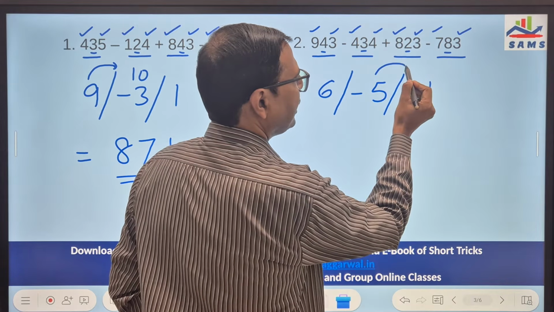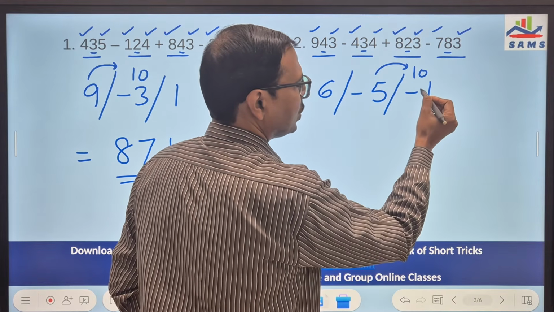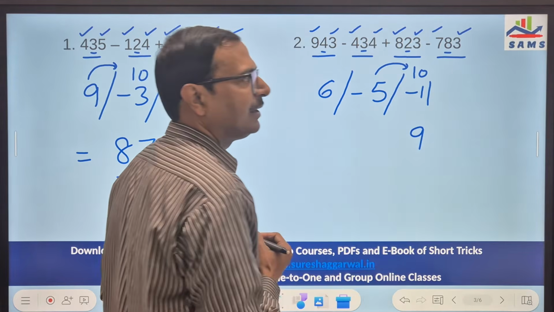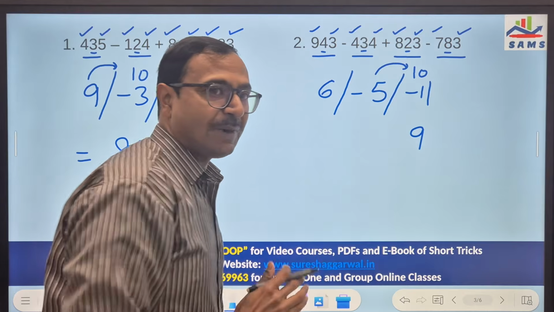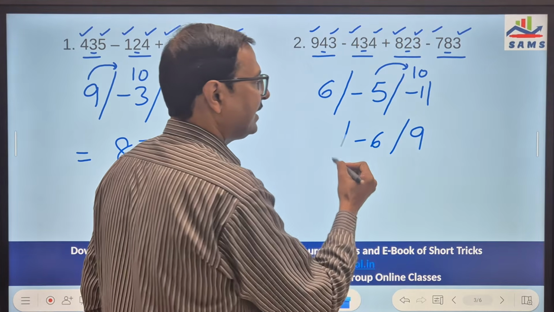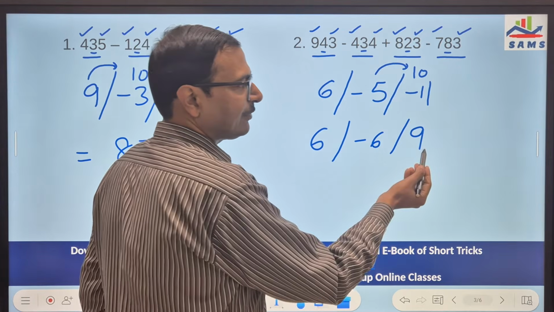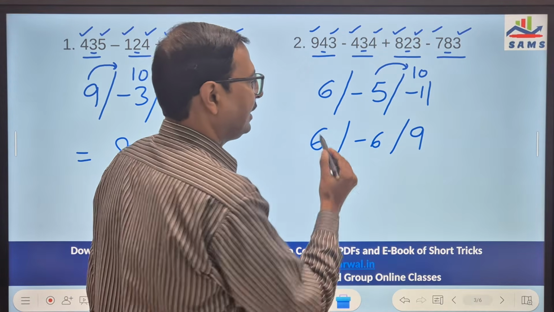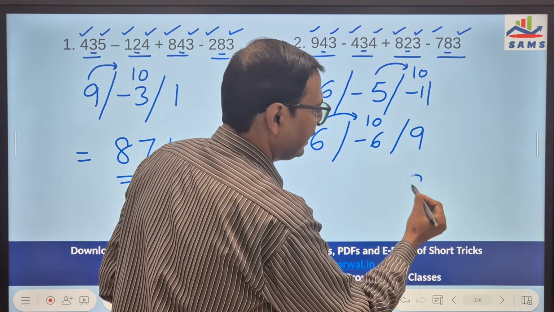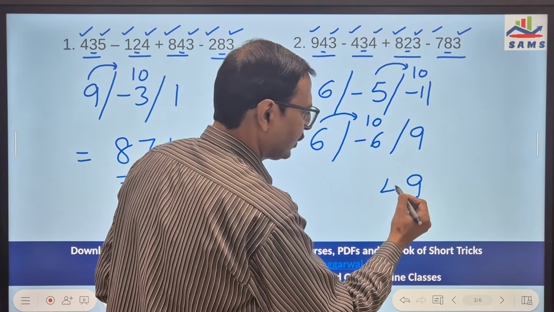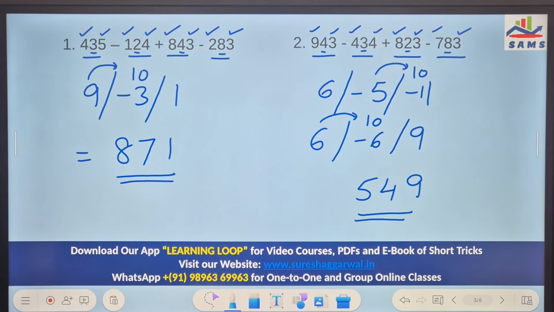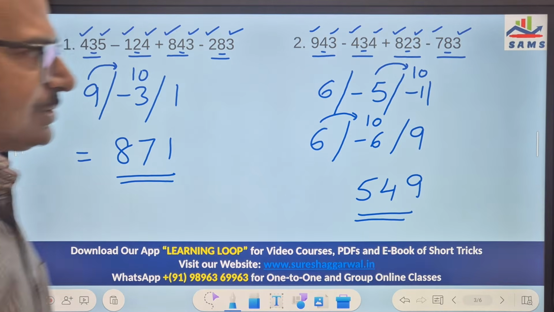We'll borrow 1 from here, subtract this from 10. So this is minus 1, right? So 10 minus 1 becomes 9, and then what happens to this? Minus 5 gave away 1, so it becomes minus 6, and then 6 remains as such. So one of them becomes positive in one step. Now borrow 1 from here, this gets subtracted from 10. So 9, 10 minus 6 is 4, and 6 becomes 5. So 549 becomes the result of this question.